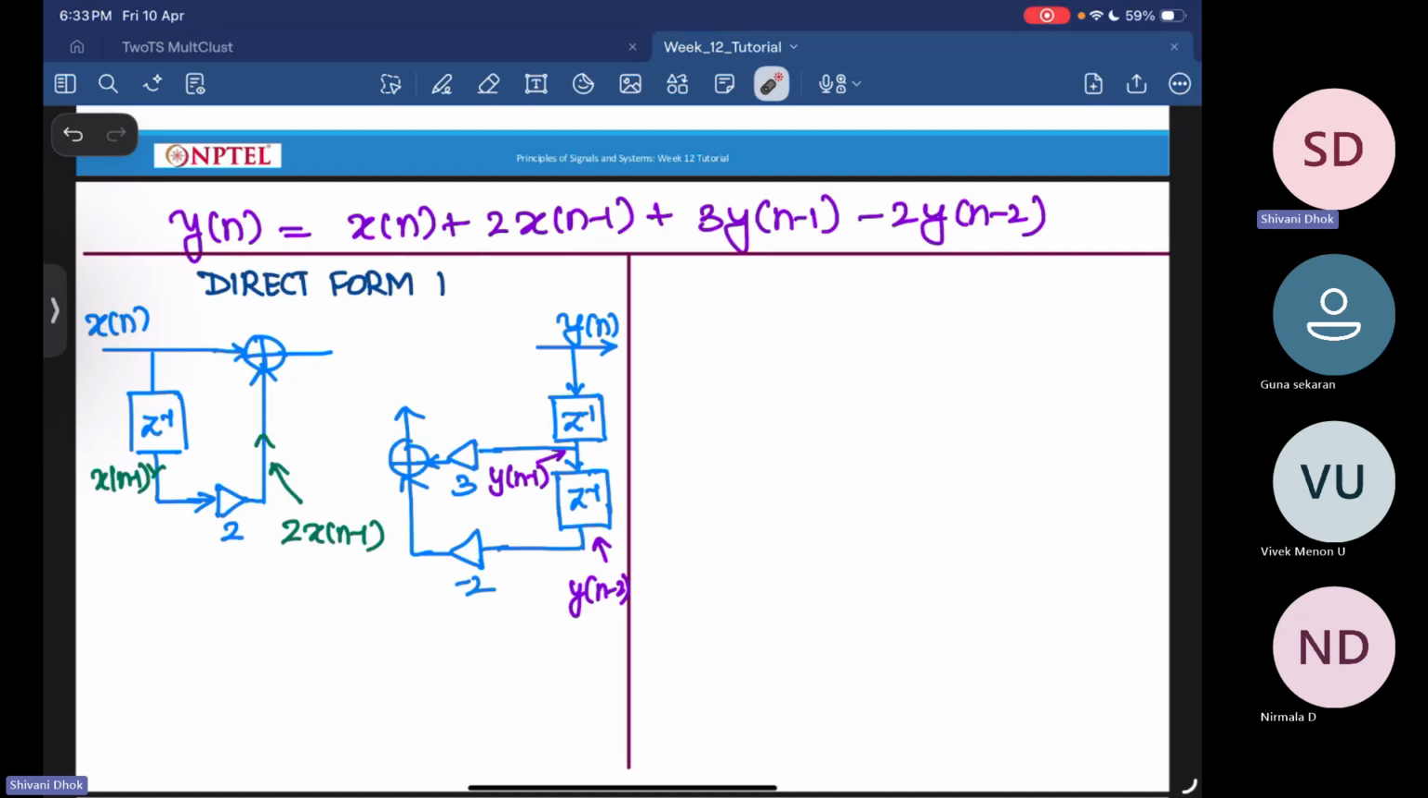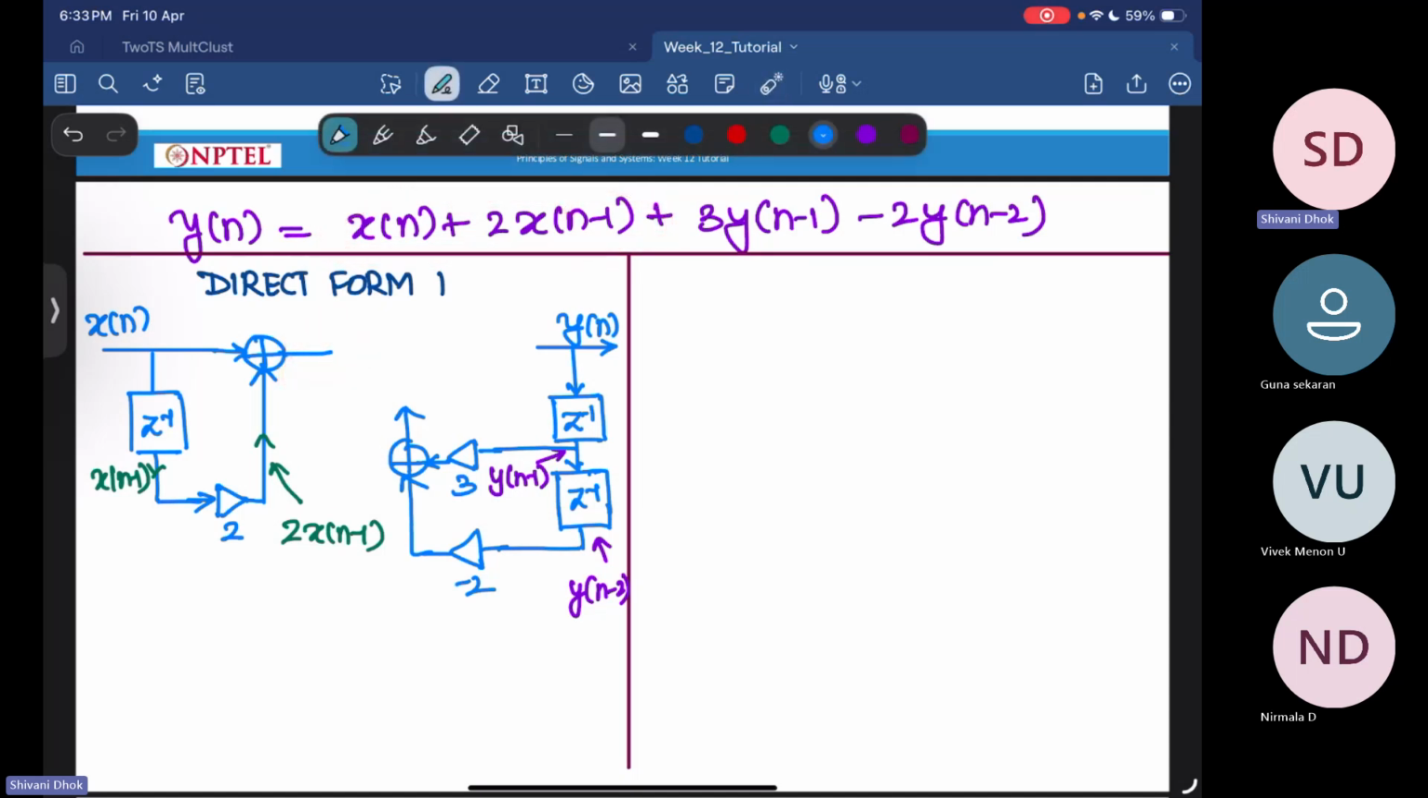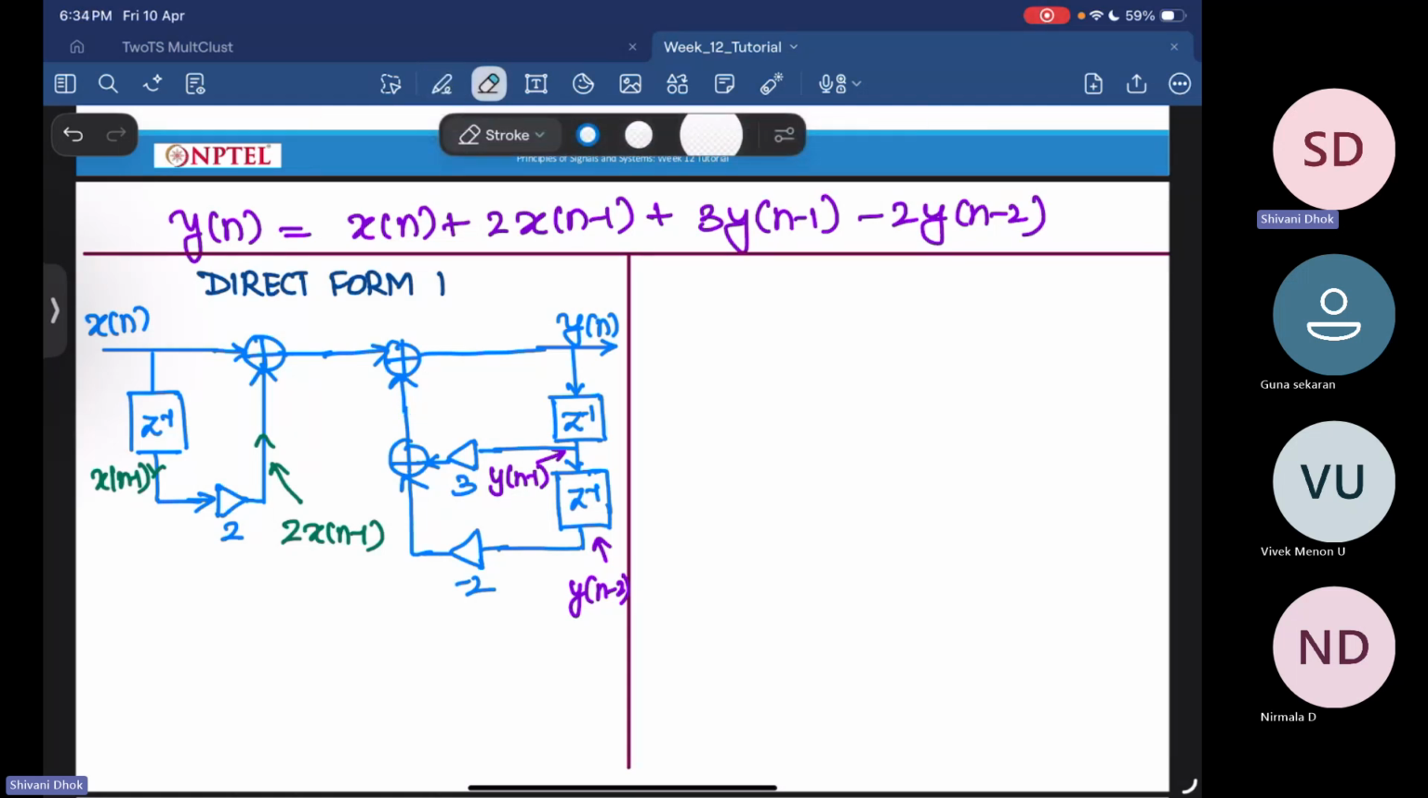Now what do you do? You add this, that is this part, and you add this part, both of them. So you have an adder block here. You add this and this to get your output, y of n. Okay, so now this is your direct form 1 representation. Okay, now there is a trick of doing this.